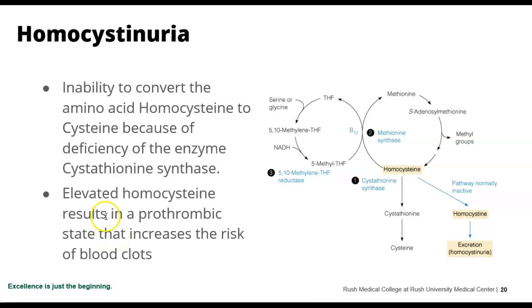Homocystinuria is the inability to convert the amino acid homocysteine to cysteine because of the deficiency of the enzyme cystathionine synthetase. And so here we have homocysteine should go to cysteine, but this enzyme's not working, so it's shunted to homocysteine with the INE that's excreted into the urine as homocystinuria. Elevated homocysteine can result in a prothrombotic state, which increases the risk of blood clots.